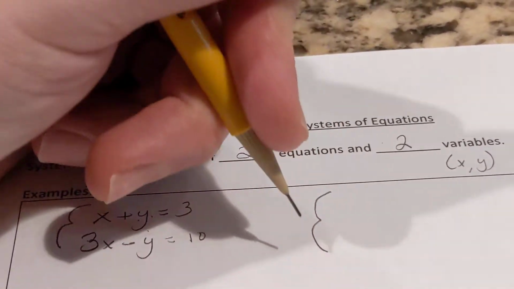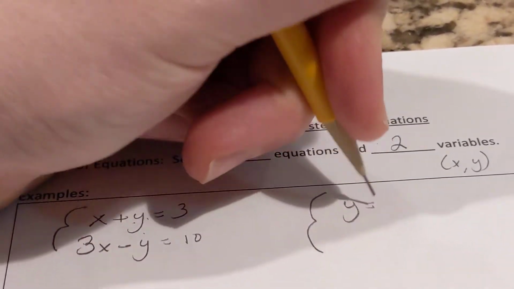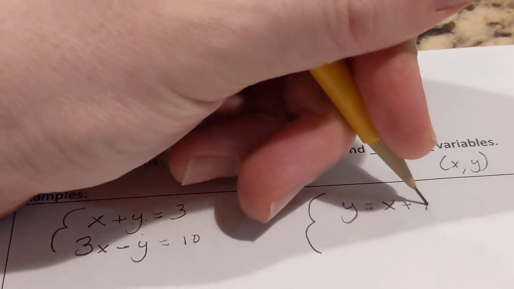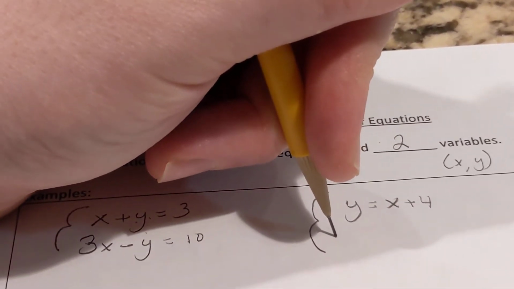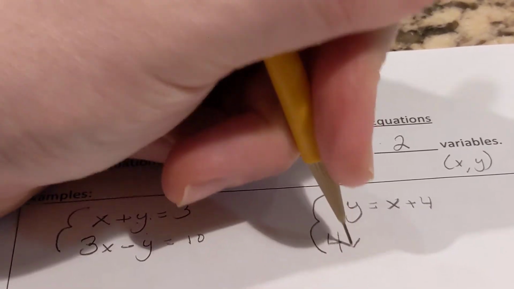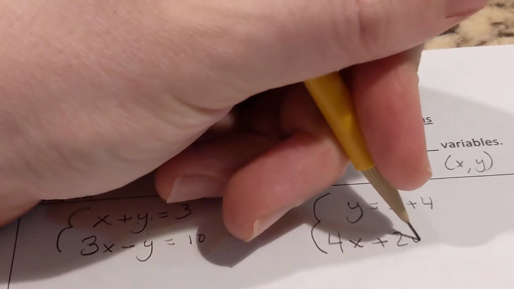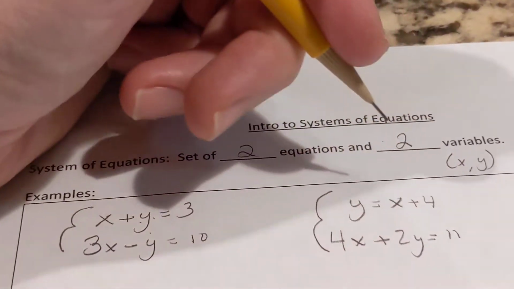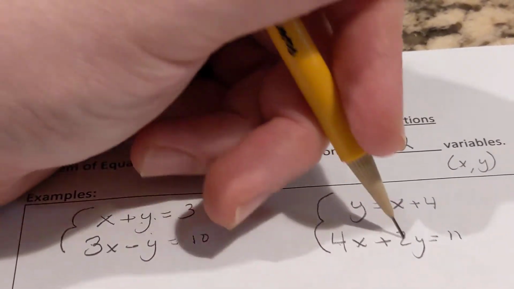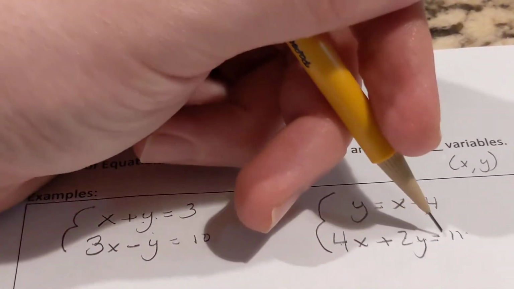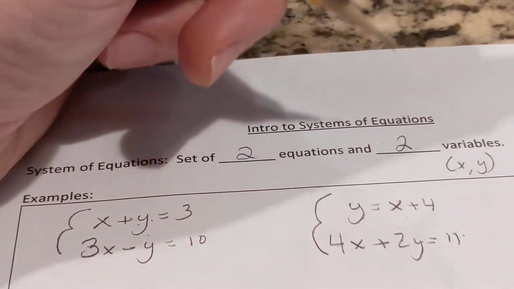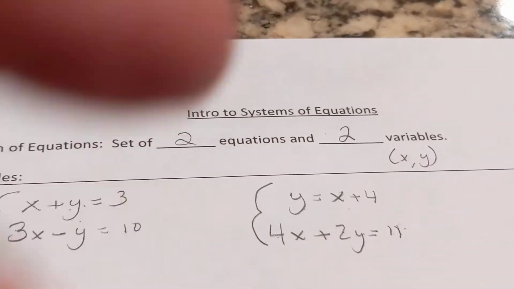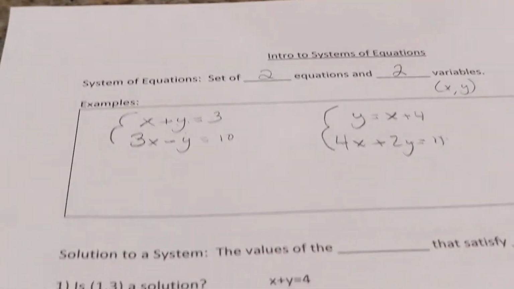Here's another example: y equals x plus 4, and x plus 2y equals 11. Sometimes they can be written this way, and you should remember this is called standard form. Sometimes they can be written in slope-intercept form as well. It doesn't really matter, we handle them the same way.